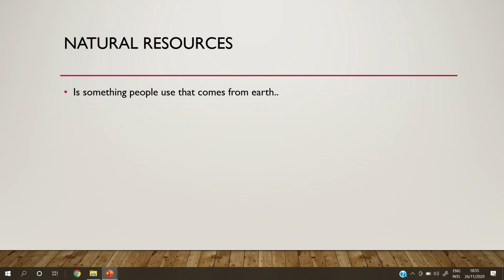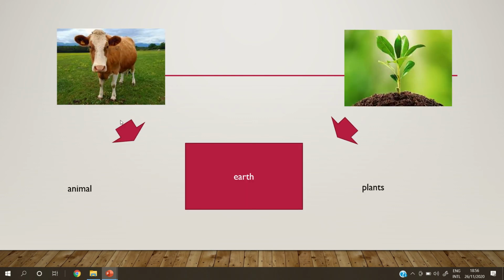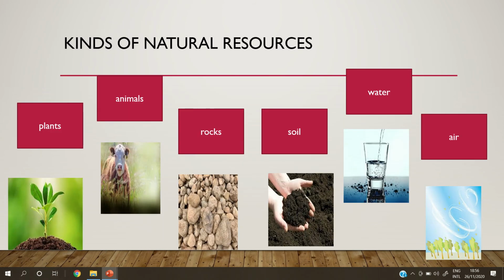Natural resources are something people use that comes from the earth. One more time, what is a natural resource? It is something people use that comes from the earth. Okay, we know that the plants and also the animals come from the earth. So plants and animals are kinds of natural resources.